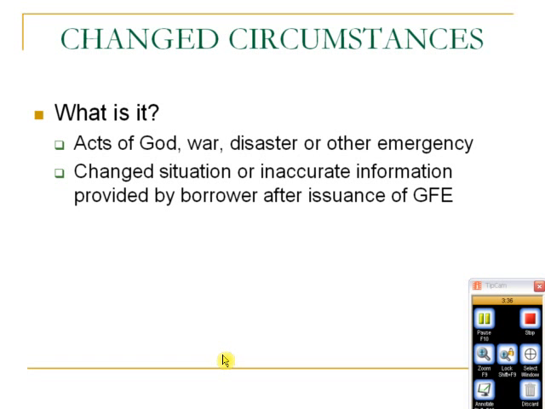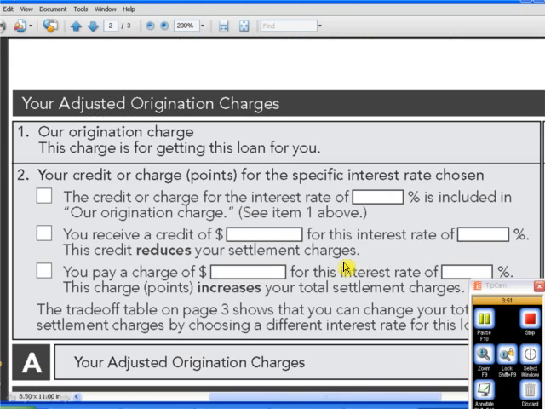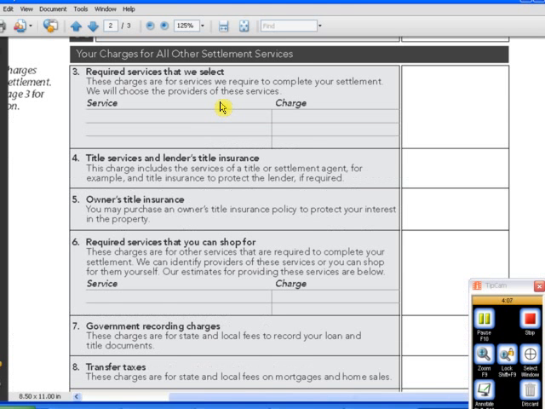So fees can be changed only if there are changed circumstances. And what are those? Well, there are acts of God, war, disaster, or other emergencies. Second, changed situations or inaccurate information provided by the borrower after the good faith estimate was given. As far as the origination charges, even if the loan originator is brokering the loan and finds it necessary to change lenders in the process, the amounts of the origination charges cannot be changed.